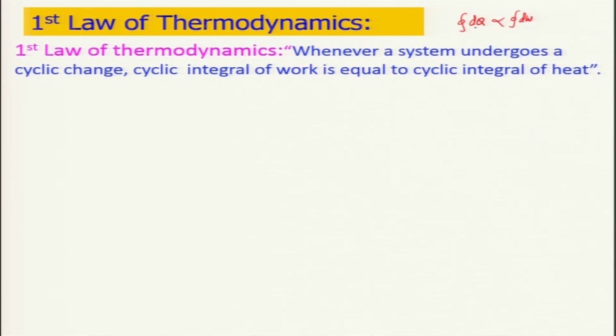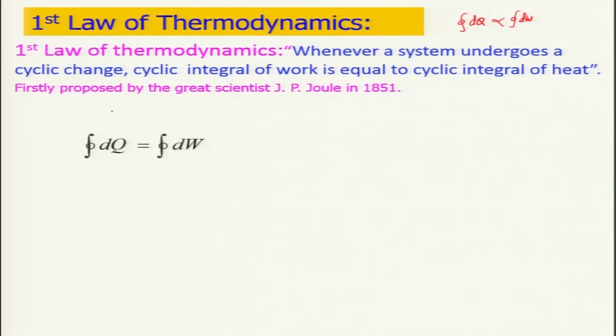That is, the cyclic integral, basically it is working on a cycle, and that is what it states. As I told, this was first proposed by the great scientist J.P. Joule in 1851 after conducting a series of experiments in a very systematic manner. If you look at this, the cycle integral of dQ over the cycle integral of dW is equal to a constant, and this is known as Joule's constant.